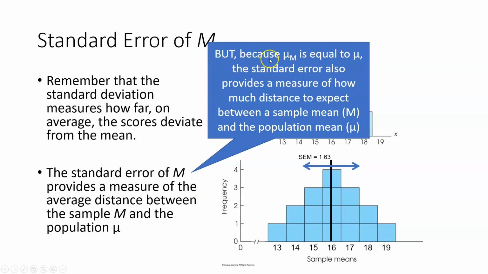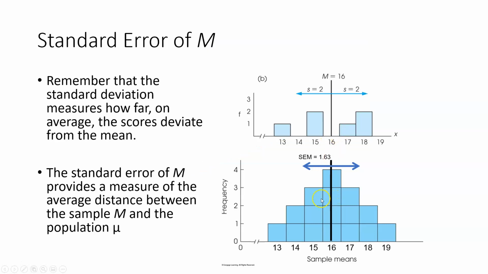Because the standard error of the mean is equal to the mean distance, the standard error also provides a measure of how much distance to expect between any individual sample mean and the population mean. So if we took this sample, and this was the only sample from the population that we drew, and we computed this mean alone, and we wanted to know how close we were to the population mean of 16 on average, we might say this sample right here is probably somewhere around 1.63 units away from the population mean.